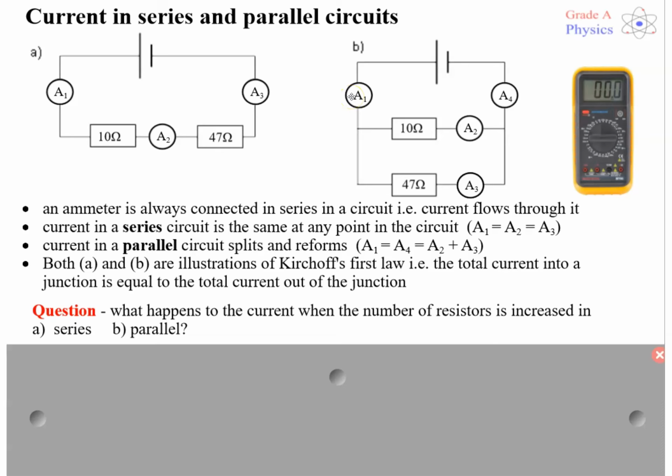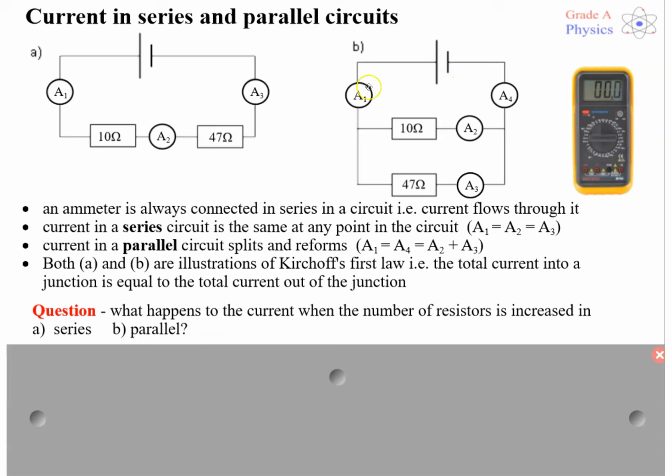So both of these are illustrations of Kirchhoff's first law, as we saw in the previous slide. We could consider the question here, which is what would happen to the current in a circuit if the number of resistors is increased. So first of all, in series. If I added another 10 ohm resistor into this circuit, then it's more difficult for the current to flow. There will be more collisions, and we'll talk about resistance and collisions later on in this series, but the greater the resistance, the smaller the current.